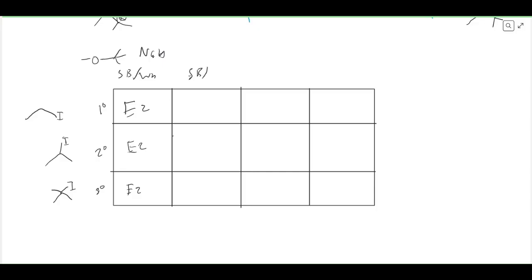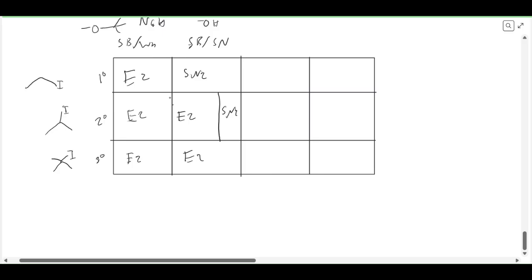Next we have a strong base and a strong nucleophile. So these are your OH negatives, or basically any oxygen residue that's highly negative. In the primary, it's going to be SN2. And then for our secondary, it's E2, but slightly some SN2 reaction. And then E2 for tertiary.